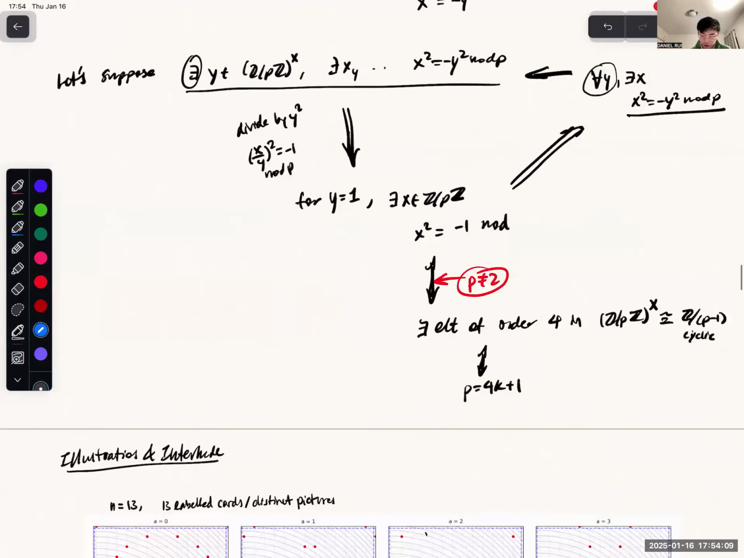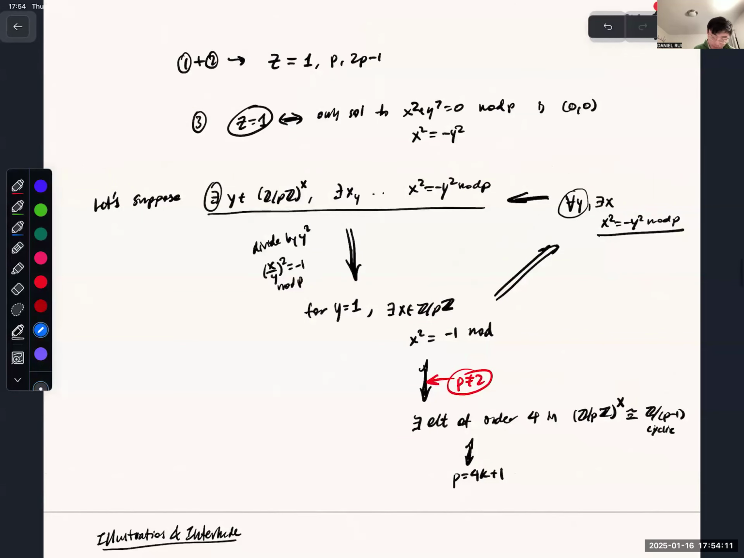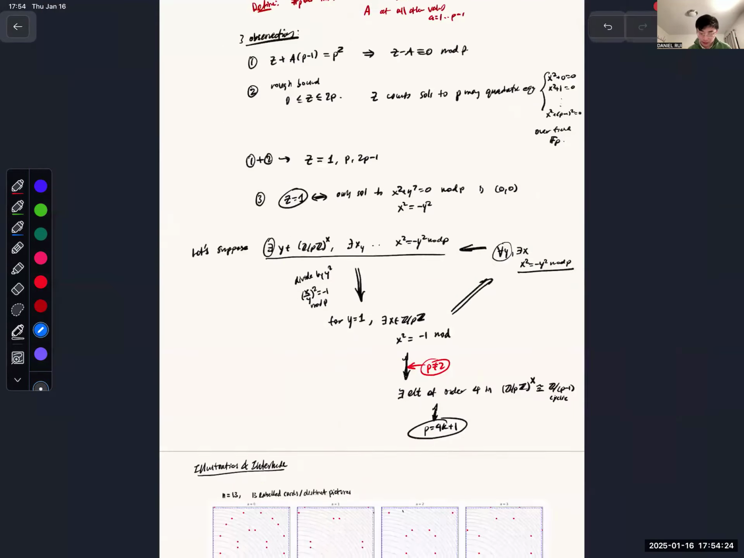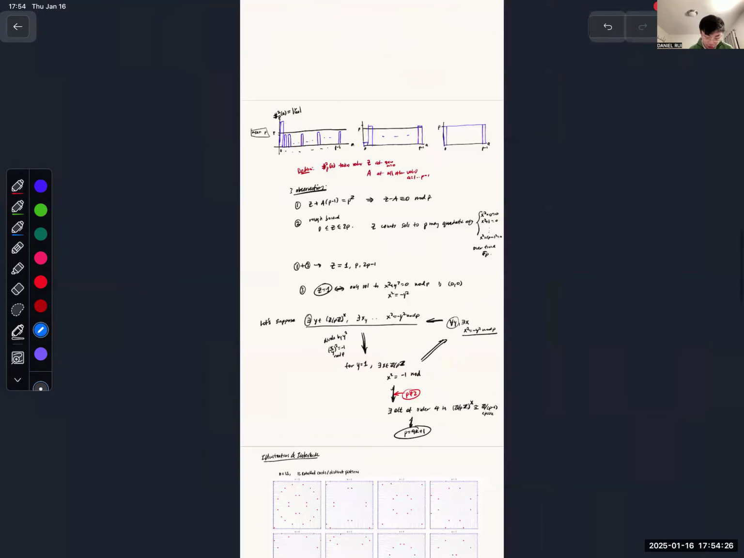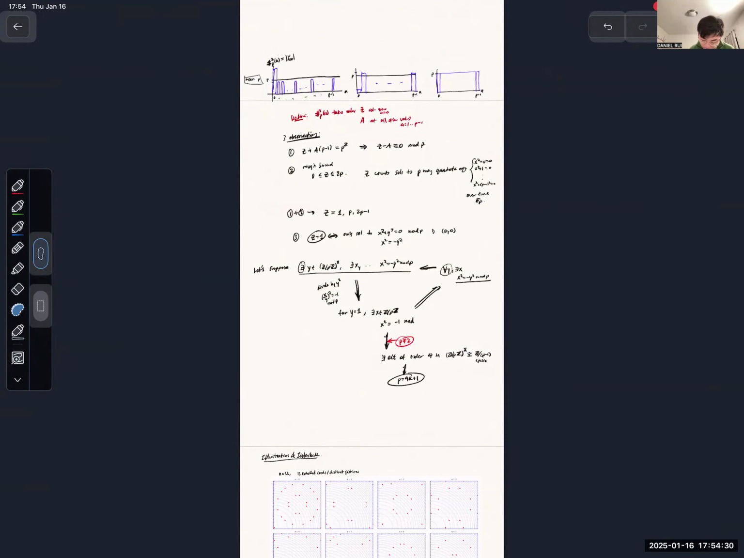So we have figured out that Z equals 1 happens if and only if P is equal to 4k plus 1. And then Z equals 2p minus 1, the other extreme, happens when P is equal to 4k plus 3. And in fact, the last option does actually happen when P is equal to 2. Okay, so let me just summarize that.